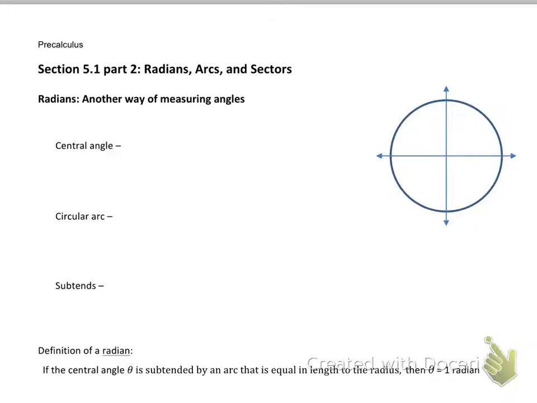Section 5.1, Part 2: radians, arcs, and sectors. So radians is another way of measuring angles, which we have learned also to use degrees. So we started with degrees, and now we're going to talk about radians today.